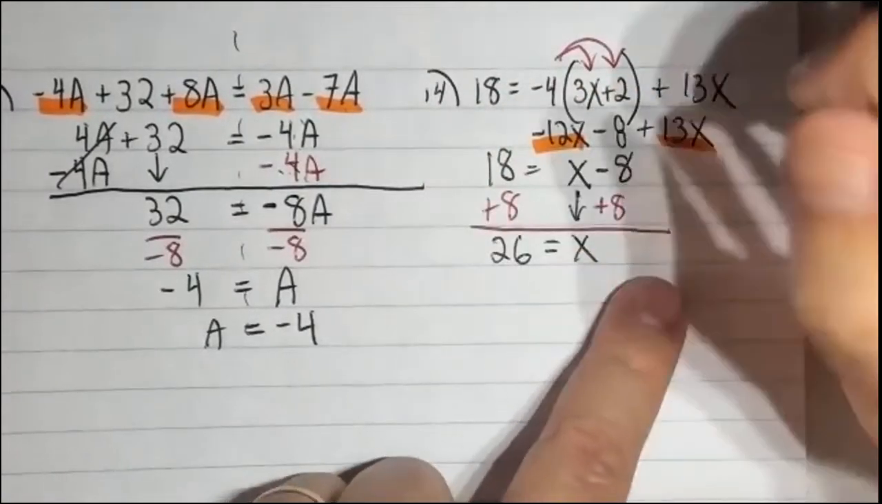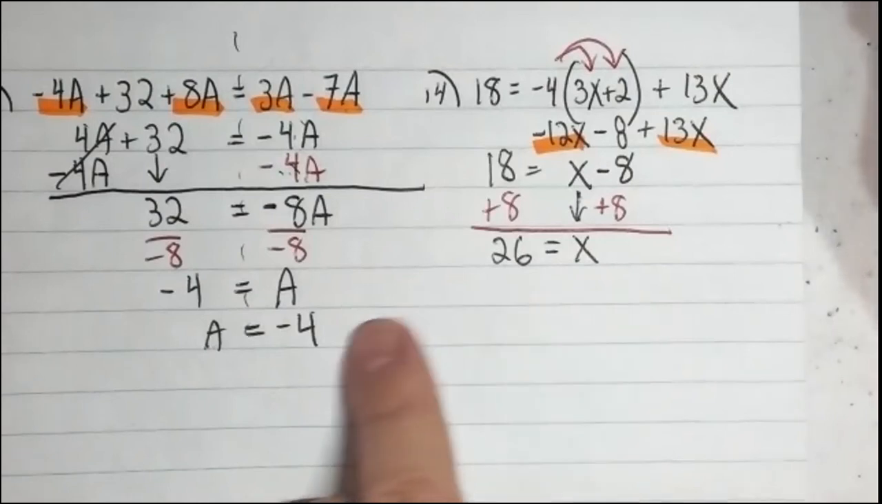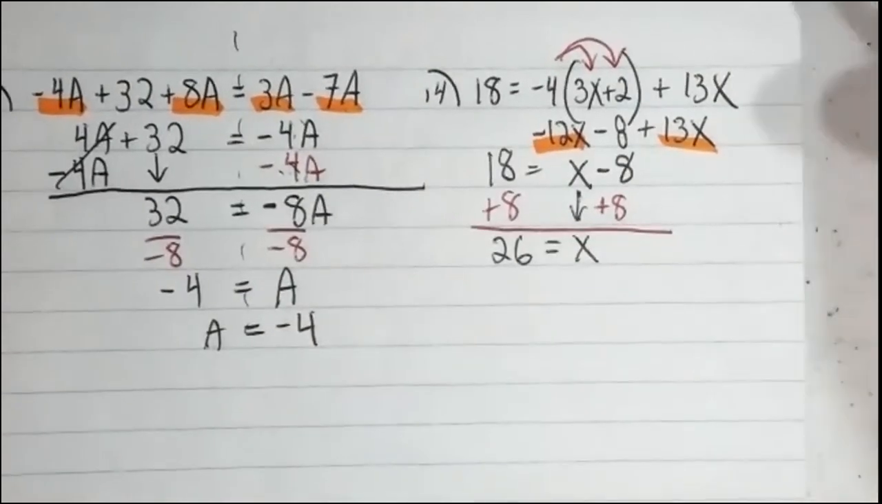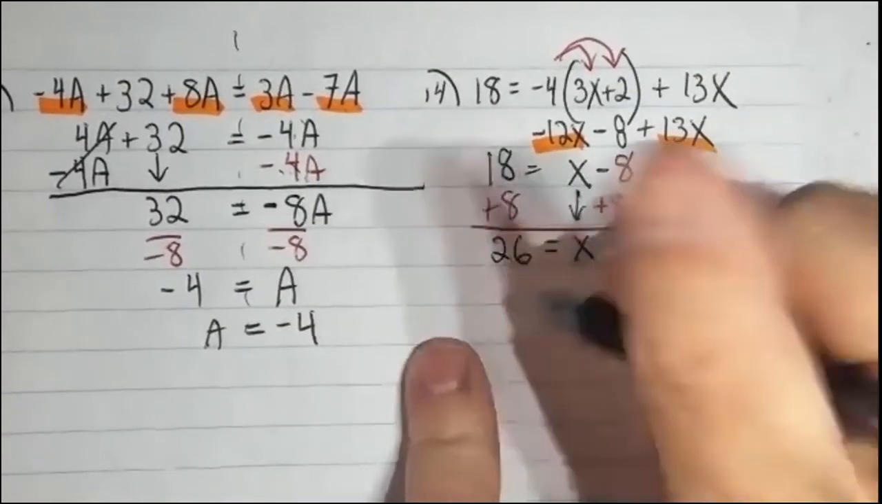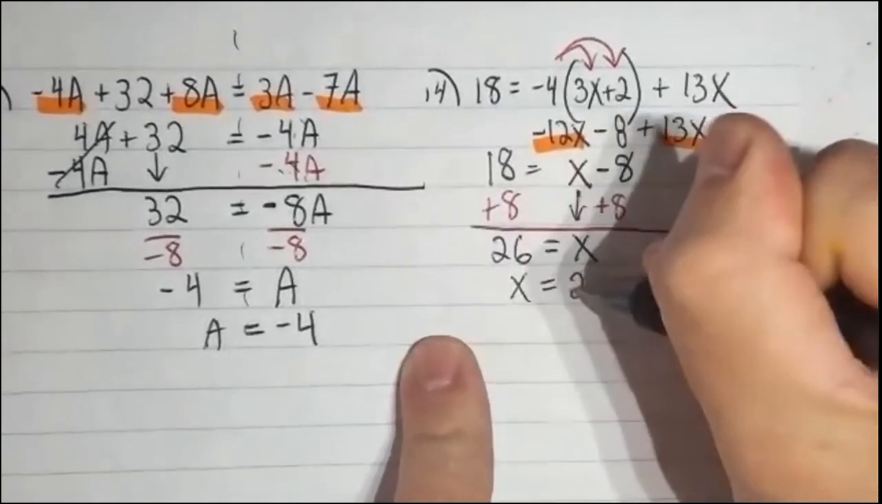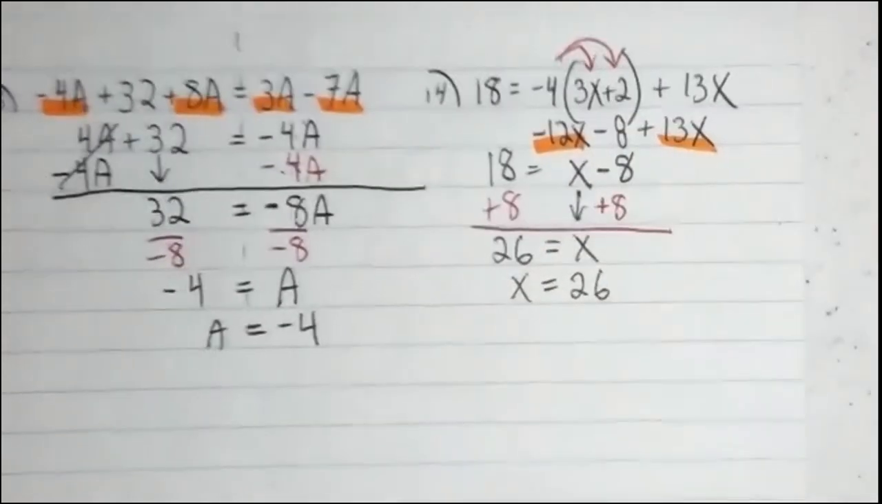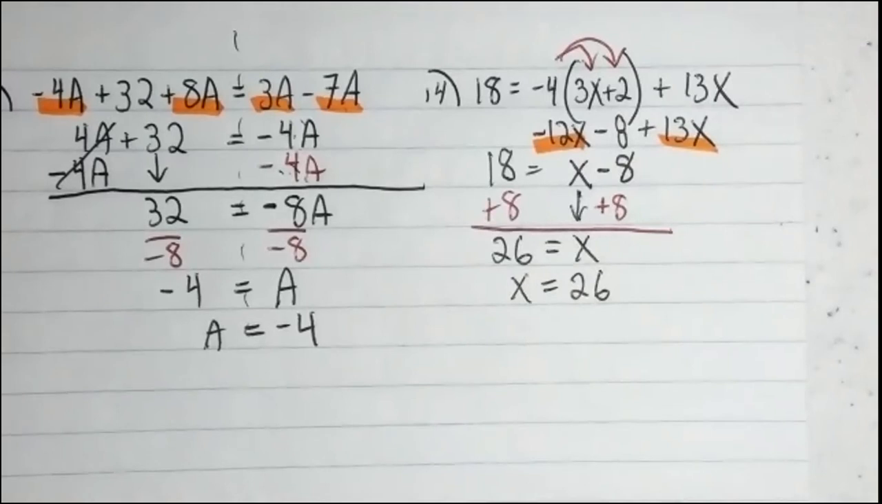Again, you've got to get comfortable with that variable on the right side or left side. It doesn't really matter. And then once you get it, if it makes you feel better, if you really need to, you can switch it around. Okay, now we know x equals 26. You're probably used to seeing it that way, and then reading it 26 equals x. But it is the same thing.